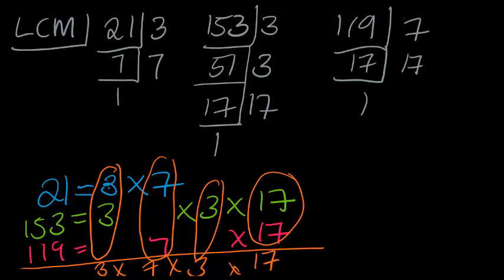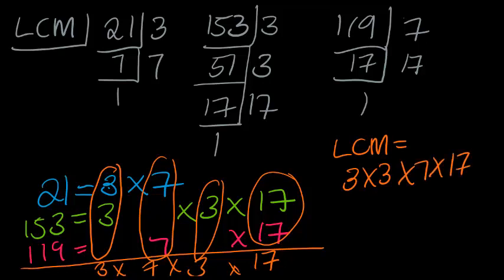So my LCM is going to be equal to 3 times 3 times 7 times 17. In mathematics, it's good practice to write from the smallest number to the biggest number. So the order in which we write needs to be in that order. If you don't, you won't be penalized, but it is only good practice. So now, the lowest common multiple, when I multiply them all out, is going to give me 1071. That is the lowest common multiple.